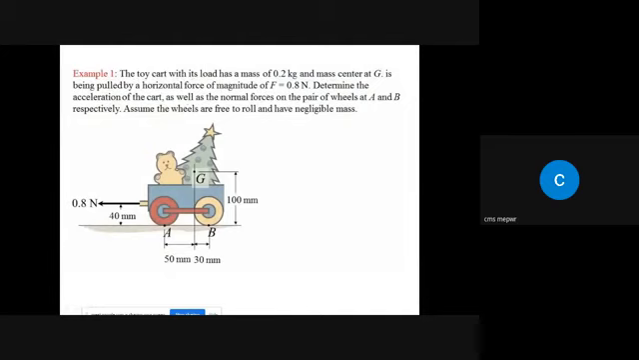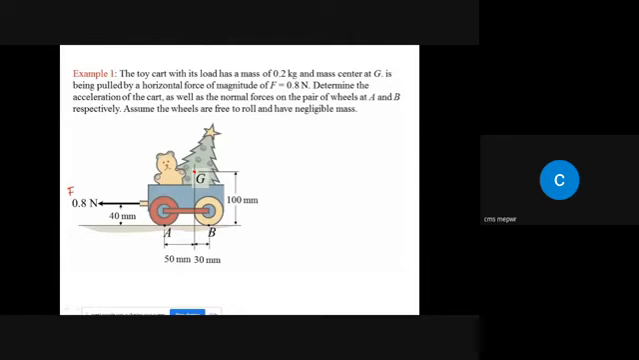The toy cart with this load has a mass of 0.2 kg at mass center G, and is being pulled by a horizontal force of magnitude F equal to 0.8 N. This is basically that force. The mass is given as 0.2 kg at point G, and the cart is being pulled by a horizontal force.